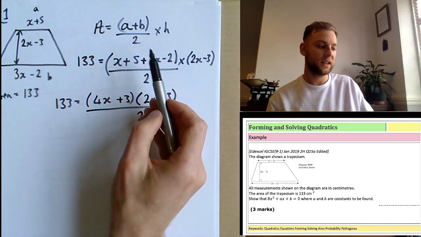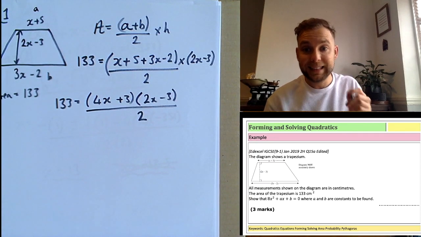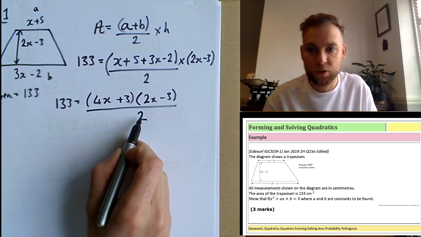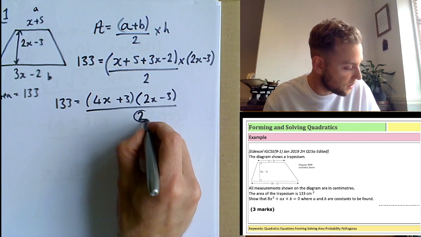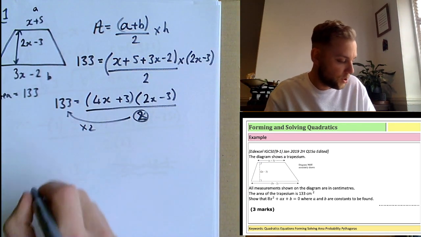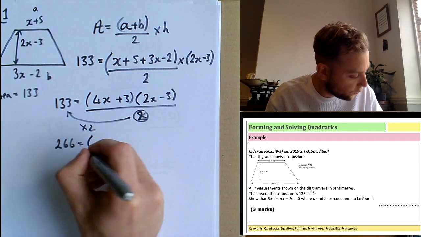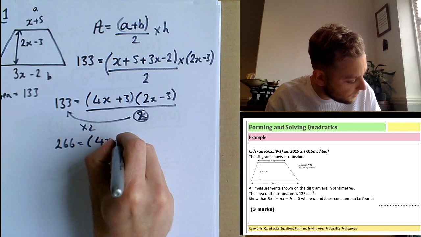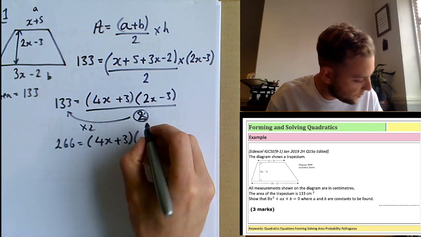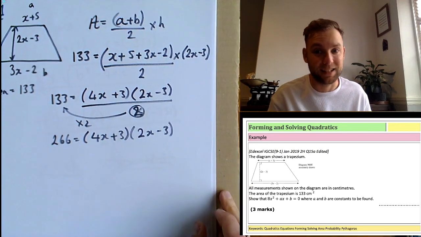Okay, so the first thing I've done is I've simplified inside this bracket. The next thing you need to do is get rid of this 2. So I'm timesing this to get rid of this 2. I'm timesing this left-hand side by 2, like so. So I end up with 266 is equal to bracket 4x plus 3 times by 2x minus 3. And we're nearly here now, actually.